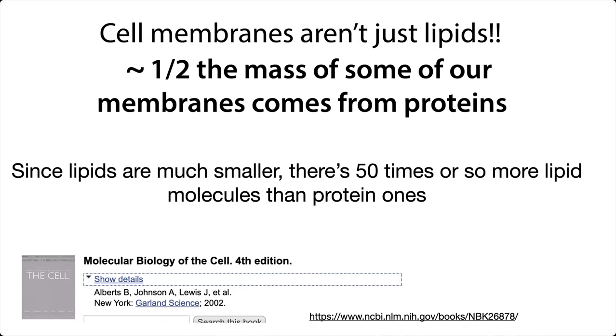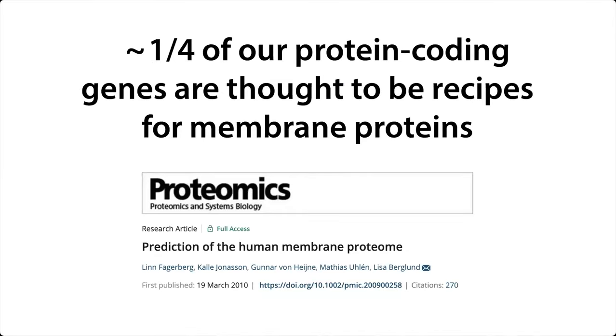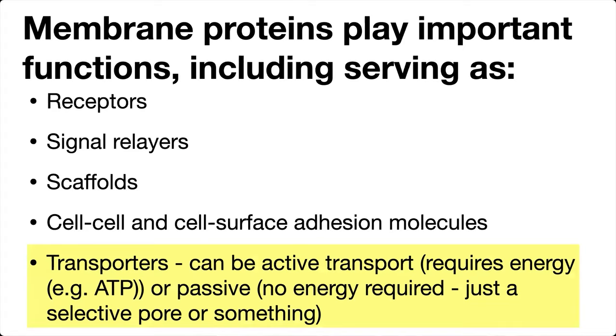So remember that cell membranes aren't just lipids. About half the mass of some of our membranes comes from proteins. We have a lot of proteins inside of those membranes, which is great because we're going to need those proteins in order to get many molecules through. So membrane proteins play important functions. They can serve as receptors, as signal regulators, as scaffolds, as cell-cell and cell surface adhesion molecules, and what we're going to be focusing on today, as transporters, allowing molecules to move from one side of a membrane to another. This can be via active transport or via passive transport.